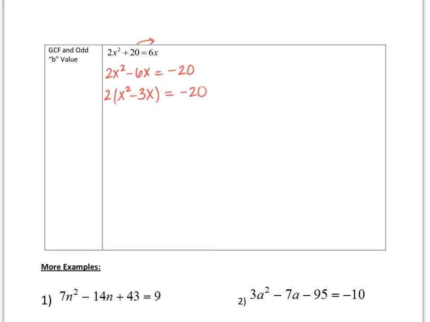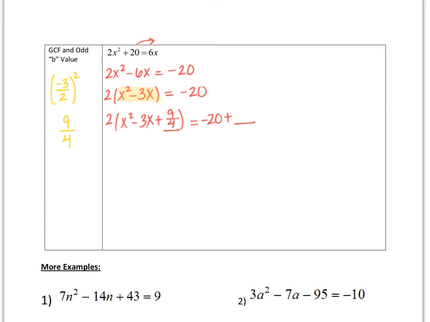Then I want to create that perfect square trinomial with all the stuff that's in the inside. So I want to take half of negative 3 and square it. But I can't divide negative 3 by 2 evenly, so I can just go ahead and square it. So remember, when I square it, I can square the top and square the bottom. So negative 3 squared is 9, and 2 squared is 4. So that's the number that I'm going to add to both sides of the equation. So I have 2, and then x squared minus 3x plus 9 over 4. And then I have negative 20 plus some value.